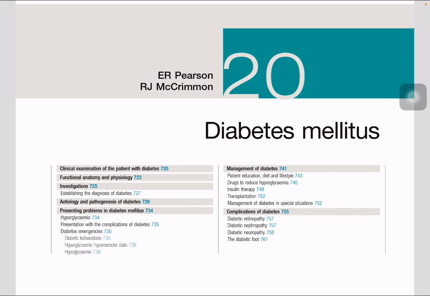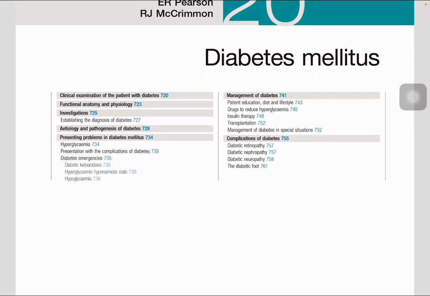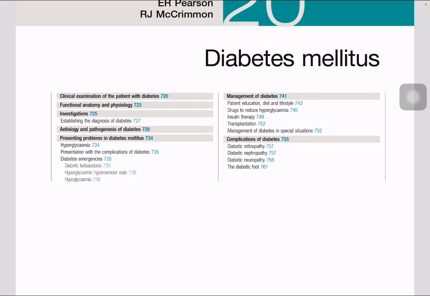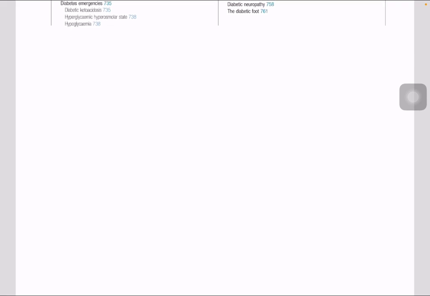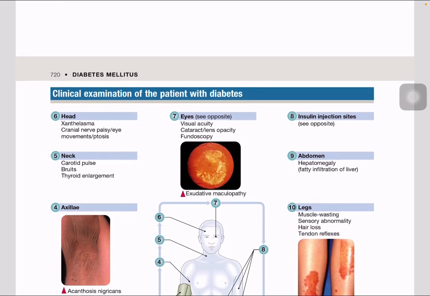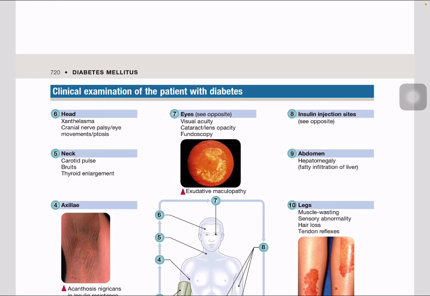So today we will discuss diabetes mellitus. This is a very important topic for internal medicine. We will discuss this from Davidson's Internal Medicine. So in the first chapter, in the first topic episode, we will discuss the clinical findings of a patient of diabetes mellitus as per Davidson.